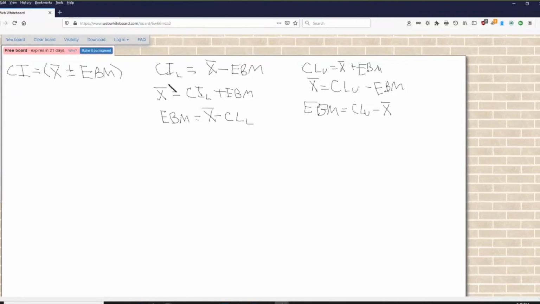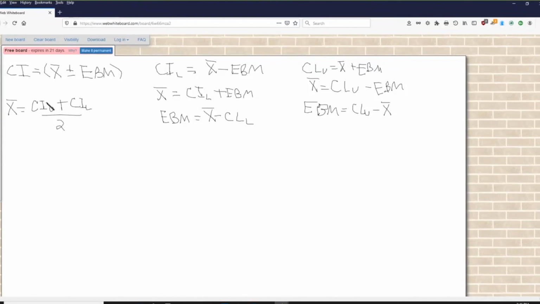The other thing you can do is, because we know the upper and lower limits, let's say you were given the upper and lower limits and you needed to solve for the mean. The mean is also the average or the middle spot between the upper and lower confidence limits. So we can just add the upper and lower together, divide them by 2, and that's also going to give us the mean. So let's do an example.